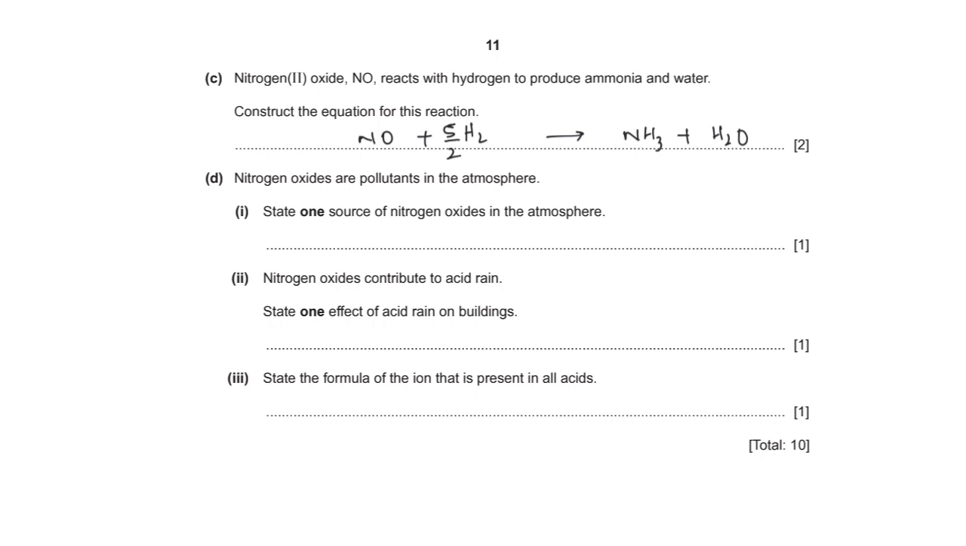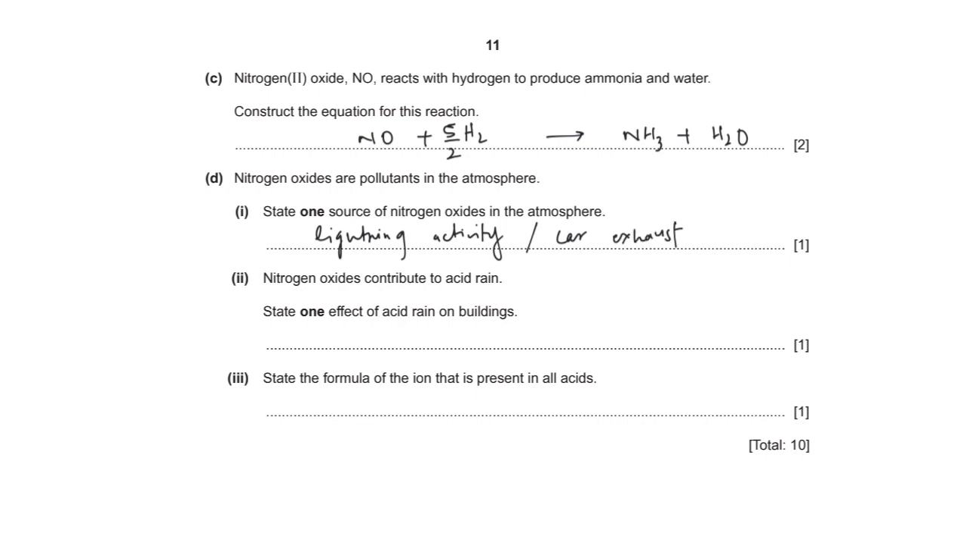State one source of nitrogen oxides in the atmosphere. Nitrogen oxides are basically produced by lightning activity, because air has both nitrogen and oxygen. If air is exposed to a high temperature, there is a high chance that nitrogen and oxygen can react. So it can be lightning activity. You can also say car exhaust.